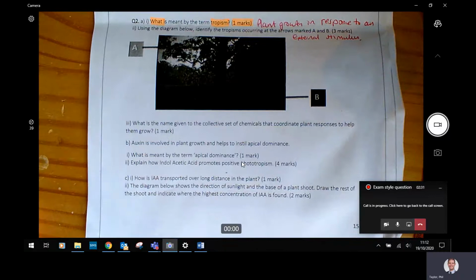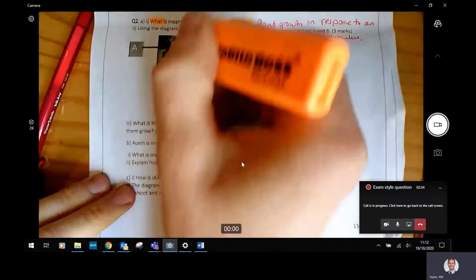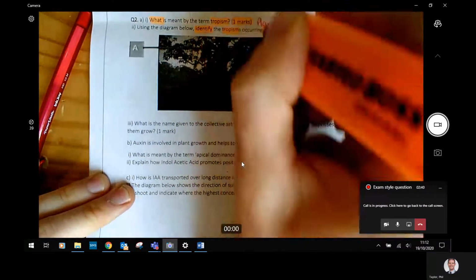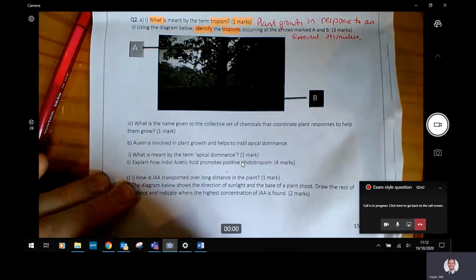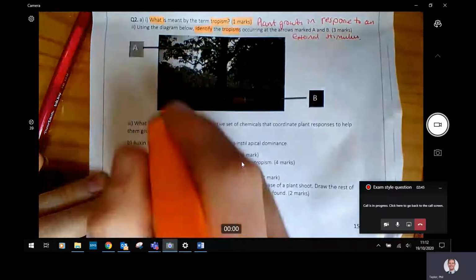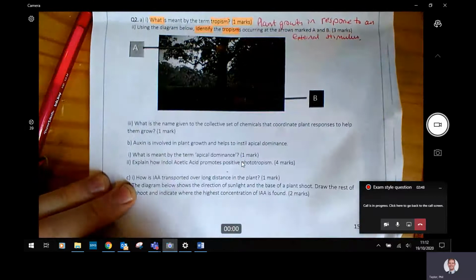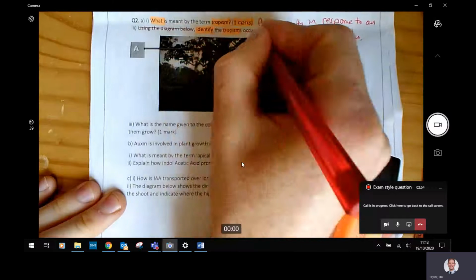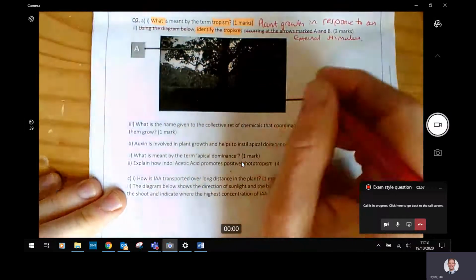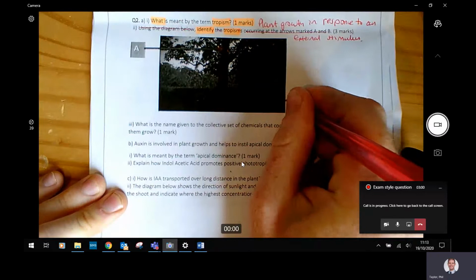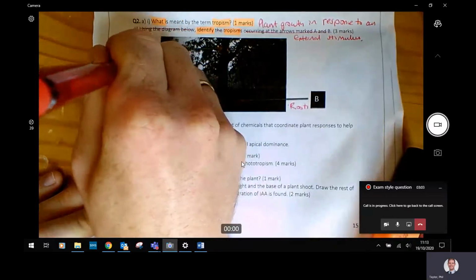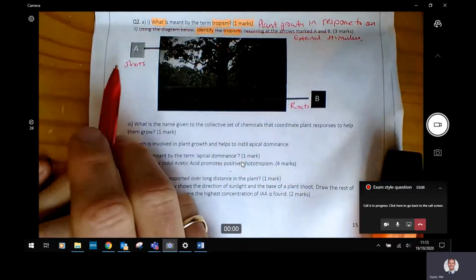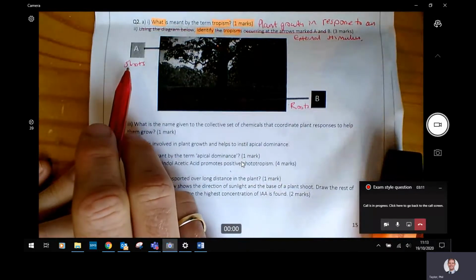So using the diagram below, identify. I'm going to use the word identify, so we're just picking out points of tropisms occurring at the arrows marked A and B. So A is here and then B's here. We know we've got roots and shoots. I don't even really need to worry about these terms. Identify tropisms. To answer this question, we need to say what's happening at A.